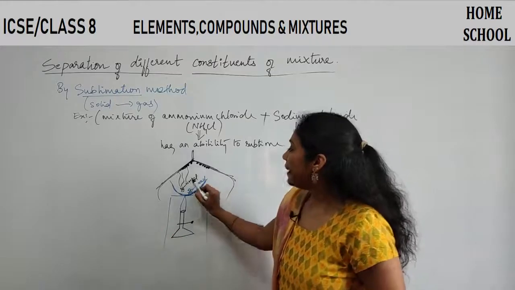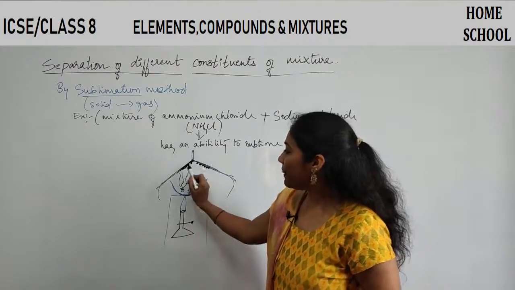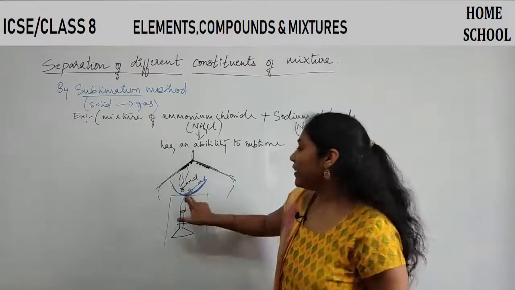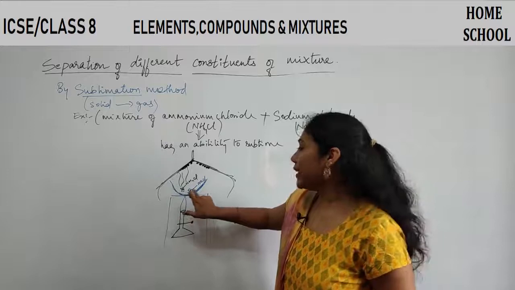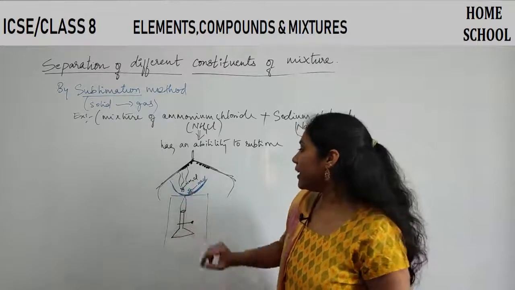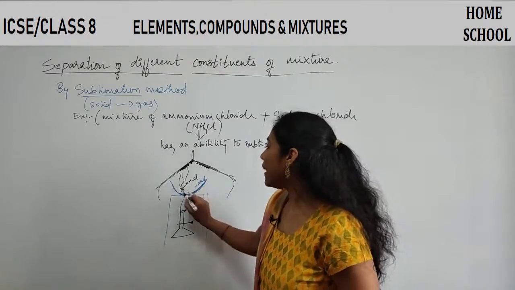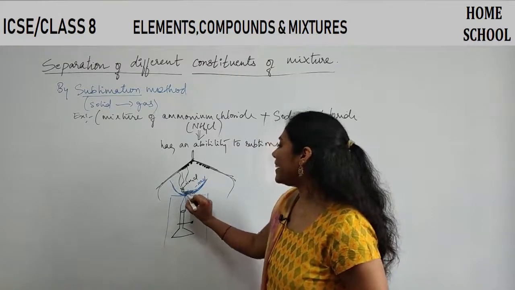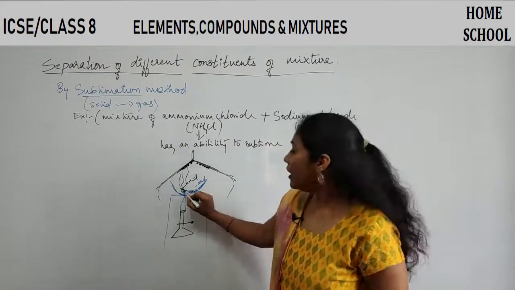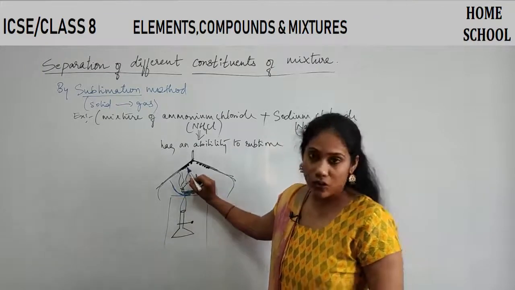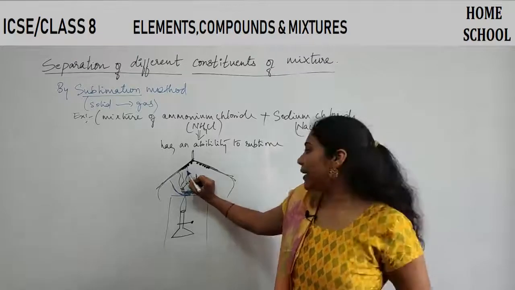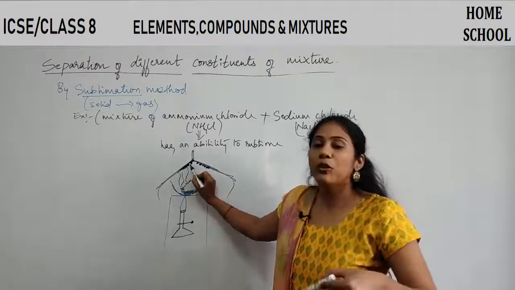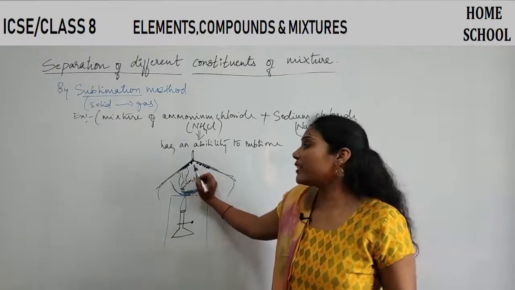Clear? See, now the entire ammonium chloride would vaporize and it will go and stick to the glass tube, right? And sodium chloride will remain here only. And since you are heating, this solid sodium chloride would have become liquid sodium chloride, and that liquid will stay here only. Only your ammonium chloride will go into vapor, and again there it will solidify back to ammonium chloride solid, and it will stick onto the glass tube.